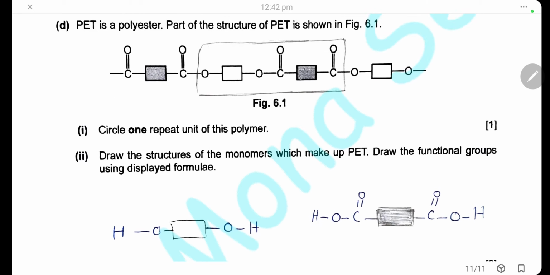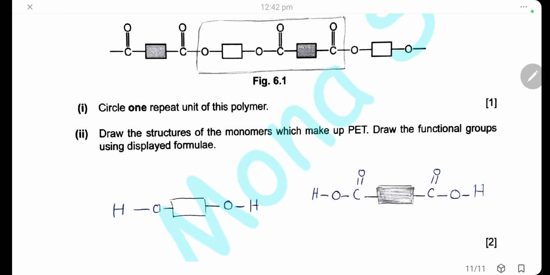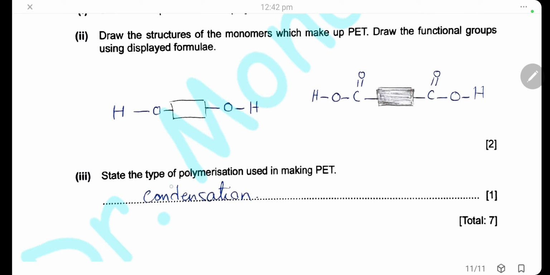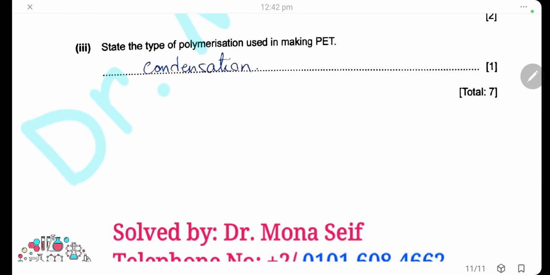Remember that you have to shade only the box that contains the dicarboxylic acid, the monomer that contains the 2 carboxylic groups. State the type of polymerization used to make PET. To make a polyester, the type of polymerization is condensation polymerization.